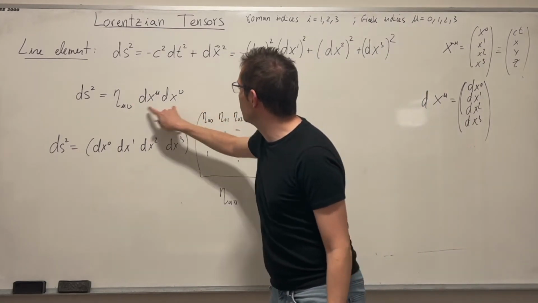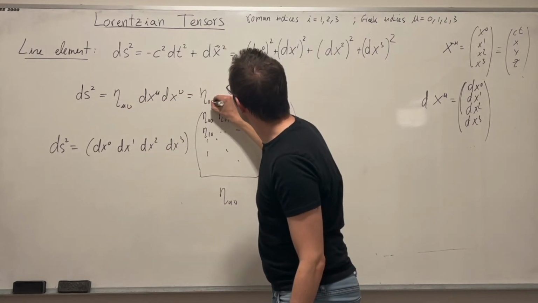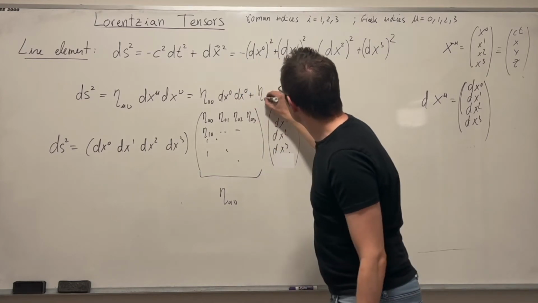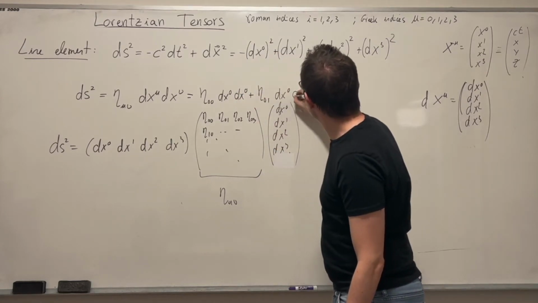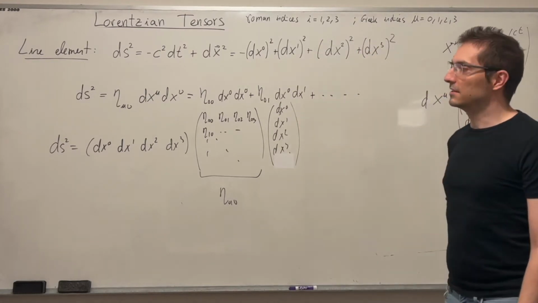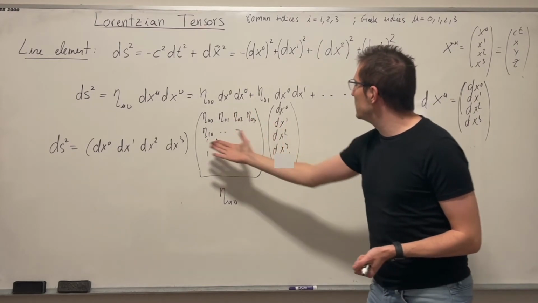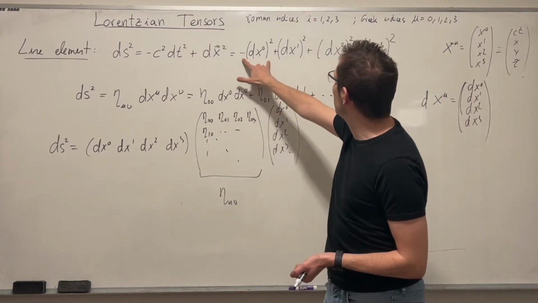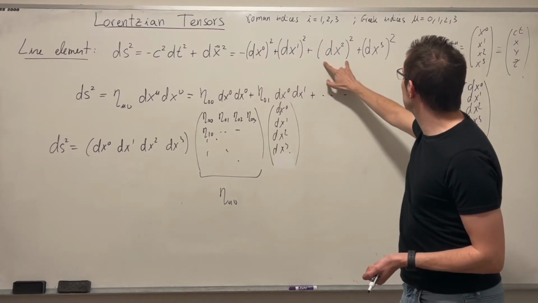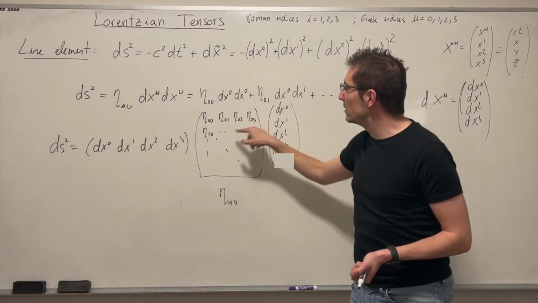This is a double sum, right? All the possible combinations sum together. This thing would be eta 0,0 dx0 dx0, plus eta 0,1 dx0 dx1, plus etc. All right? It's a sum in the two indices. Now, we can ask, what are the values of these entries? We know what this has to be because I know that this is going to be minus dx0 squared plus dx1 squared plus dx2 squared plus dx3 squared. So they don't mix with each other. I know the non-diagonal terms are going to be 0.